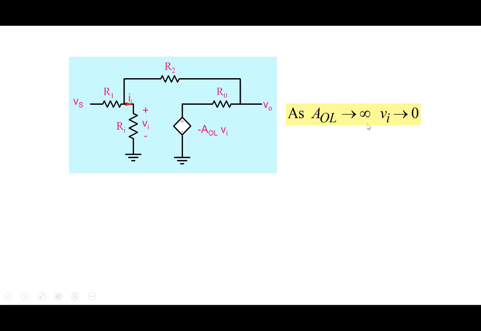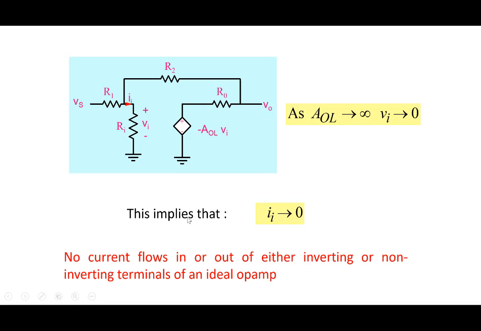So as A0L tends to infinity, Vi tends to 0 here. Now, if Vi tends to 0, note that there is a very high input resistance also. So that implies that the current goes to 0 here. And so no current really flows in or out of either the inverting or non-inverting terminals of an ideal op-amp. That's because the input voltage Vi is 0, and therefore the current flowing through this particular resistor is 0.